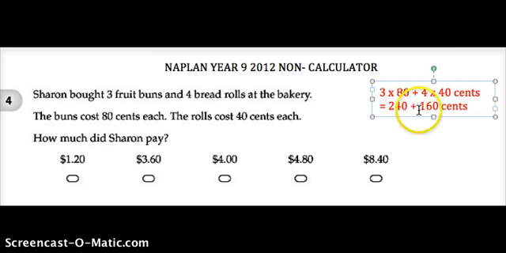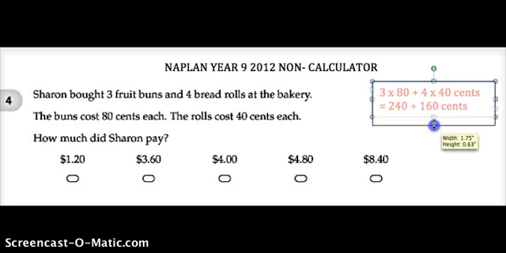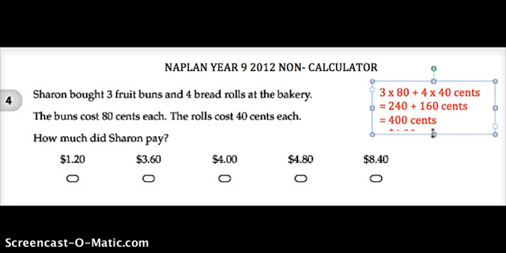So now we've got 240 cents plus 160 cents. 240 plus 160 equals 400 cents. And we know that every 100 cents is $1, so 400 cents would be $4. And so the answer is $4.